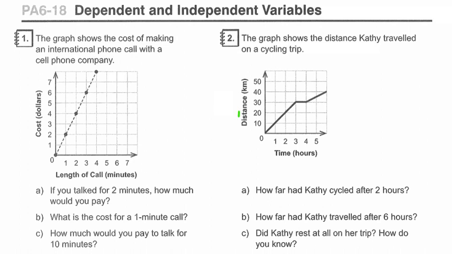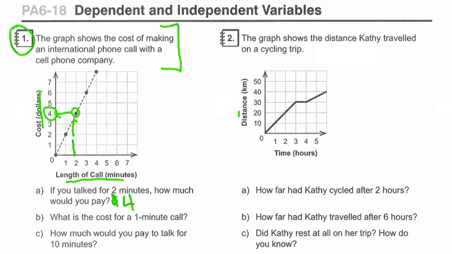So for question 1, it says the graph shows the cost of making an international phone call with a cell phone company. So here we've got cost in dollars on this side, and length of call in minutes. It says if you talk for 2 minutes, how much would you pay? So you go to the 2, follow it up, and you can see you're going to pay $4. Again, this is supposed to be answered in your notebook, not on your work page, and you'd write $4 for A.